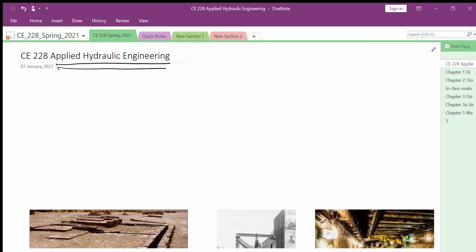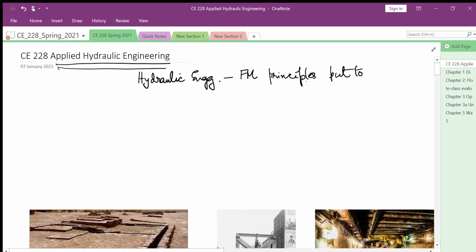So the term hydraulic engineering can be used loosely to denote all sorts of applications of principles of fluid mechanics to civil engineering use. Loosely put, hydraulic engineering is fluid mechanics principles put to civil engineering use and civil engineering applications with respect to water related infrastructure or water systems.